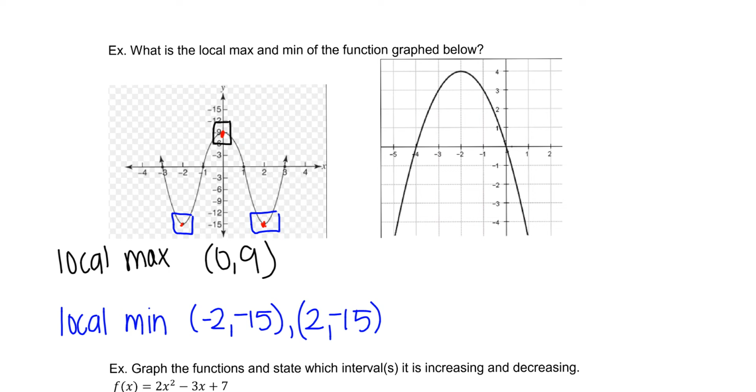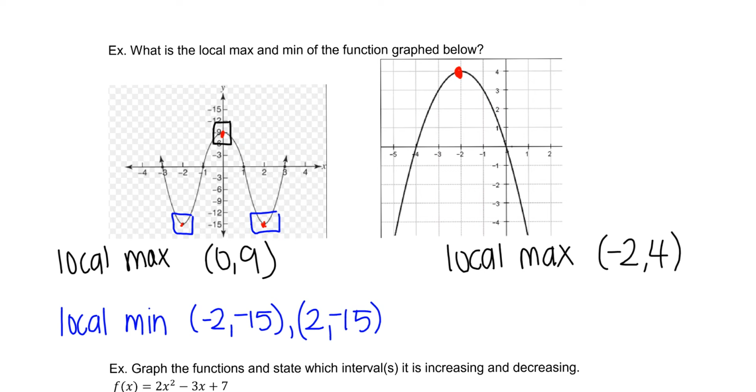Our second graph, there only seems to be one turning point, and it seems to be right here. So since there's only one turning point, we have to determine if it's a local max or a local min. Well, it's a top point, which means it's going to be a local max. And it seems to be occurring at (-2, 4).